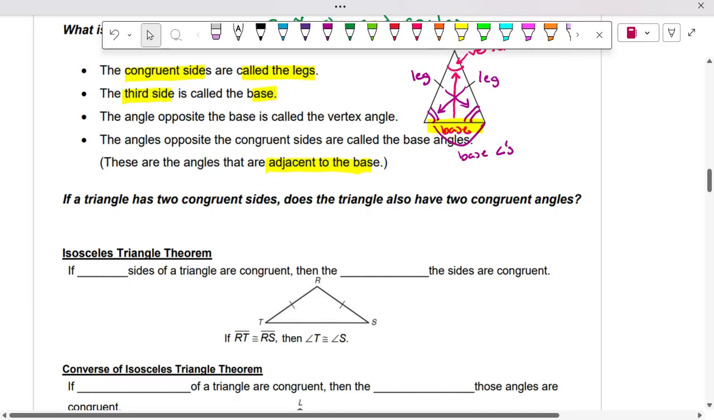So here's the question. If a triangle has two congruent sides, does it automatically have two congruent angles? Oh, it definitely does. Specifically in a triangle, that's true. Not necessarily in other shapes, but in triangles, that's true. Because if you think about it, if you have two congruent sides, no matter where you place those congruent sides, they're always going to be connected in some shape or form. So they could be here, they could be here, or they could be here.